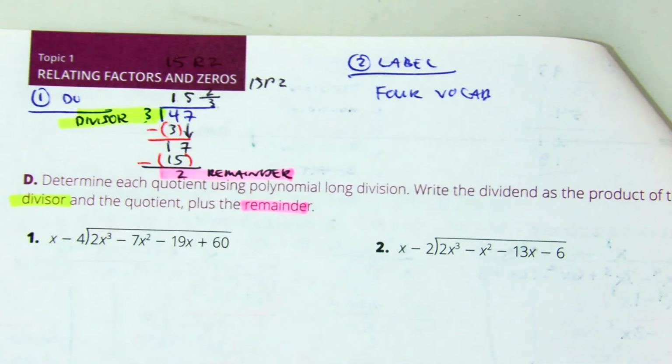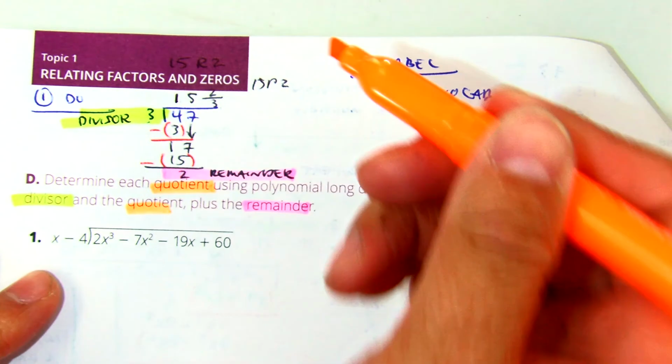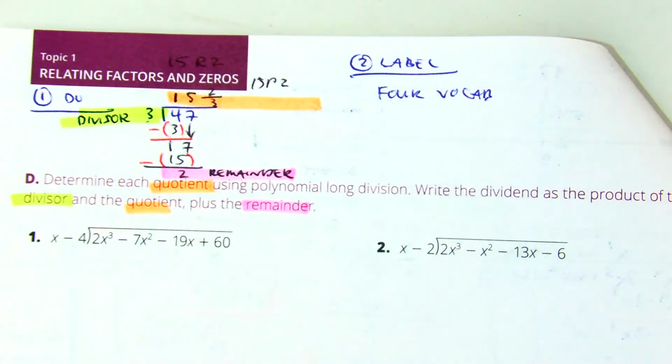Alex, tell me a vocab word. Quotient. Where do you think the quotient is? It is the answer of division. 15 2/3 is the quotient. Good job.